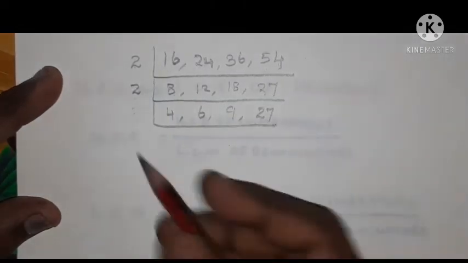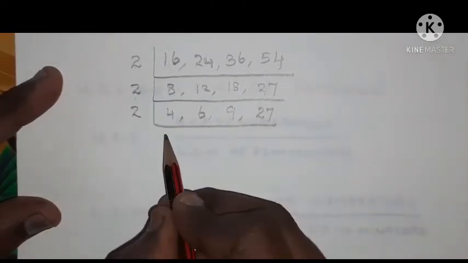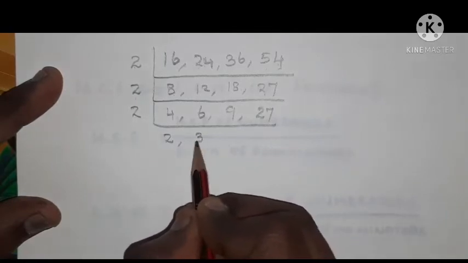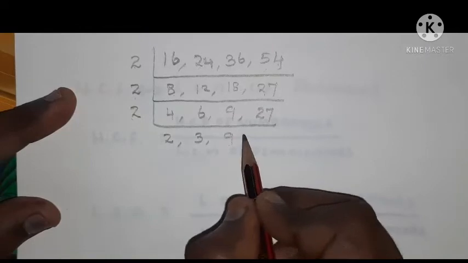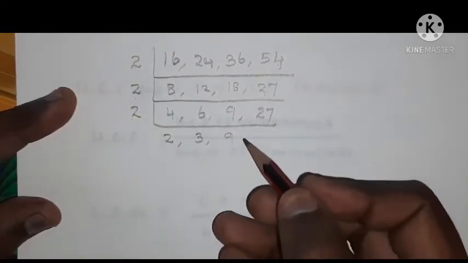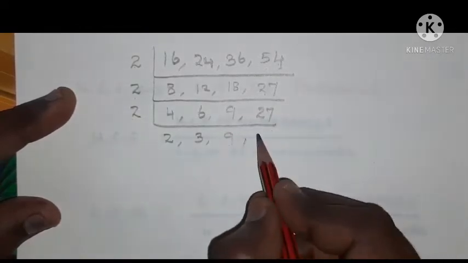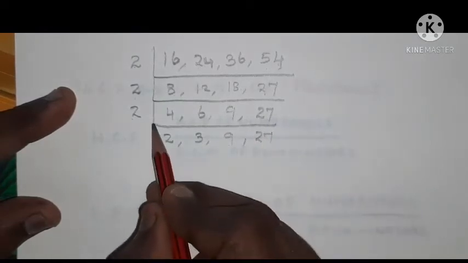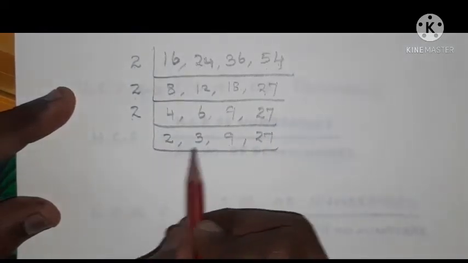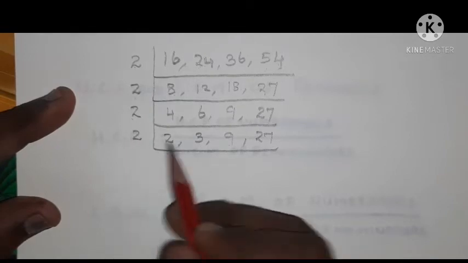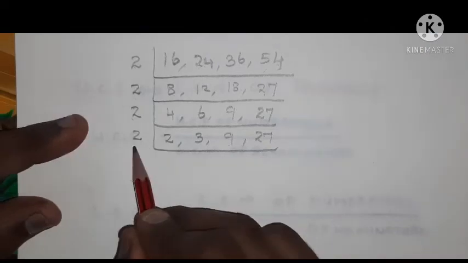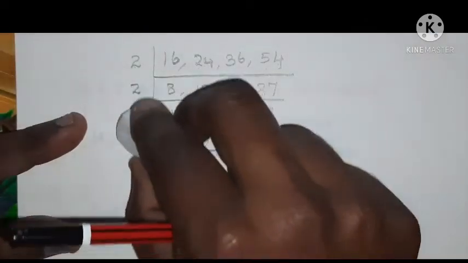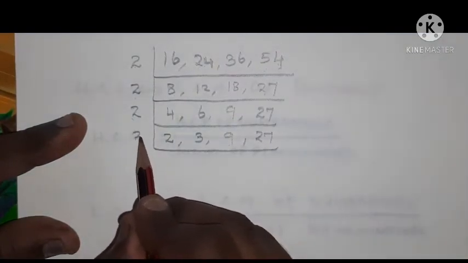Next, I can go for 2 again. So 2 2s are 4, 3 2s are 6, and 9 could not be divided by 2, because the remainder would come, so I keep it as 9, and 27 I keep as 27. Next, can it be divided by 2 again? No, because only 2 numbers would divide by 2, and at least 2 numbers should divide, hence I can go for 3, right?